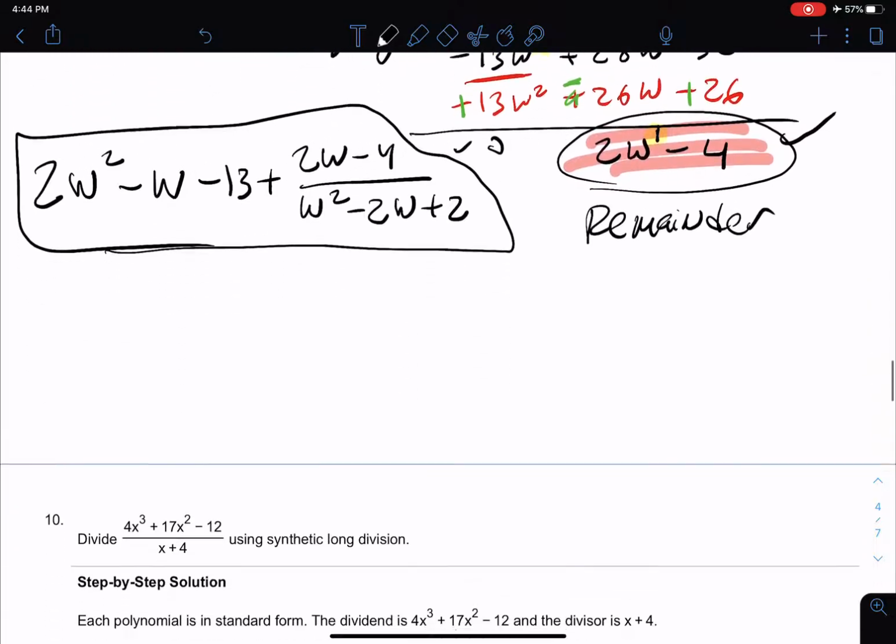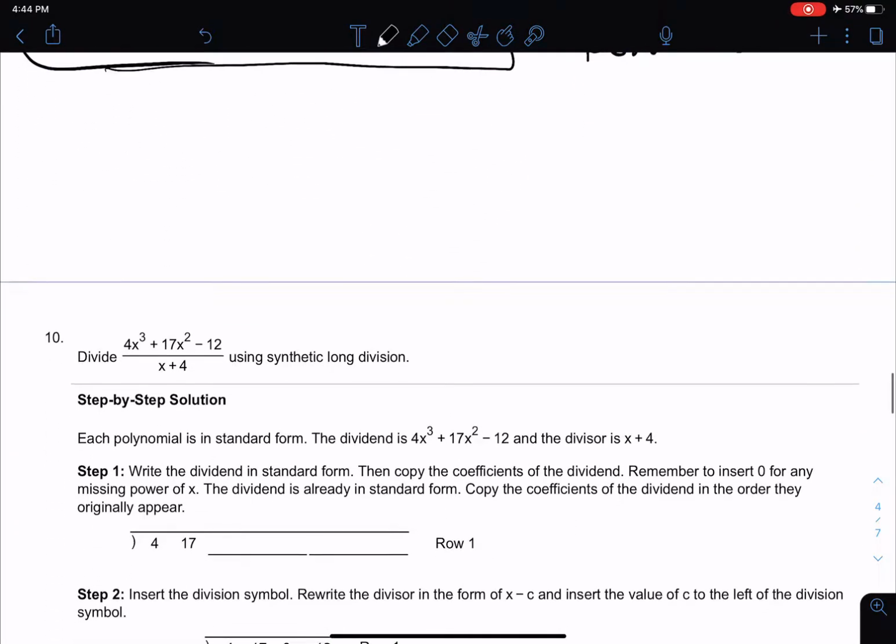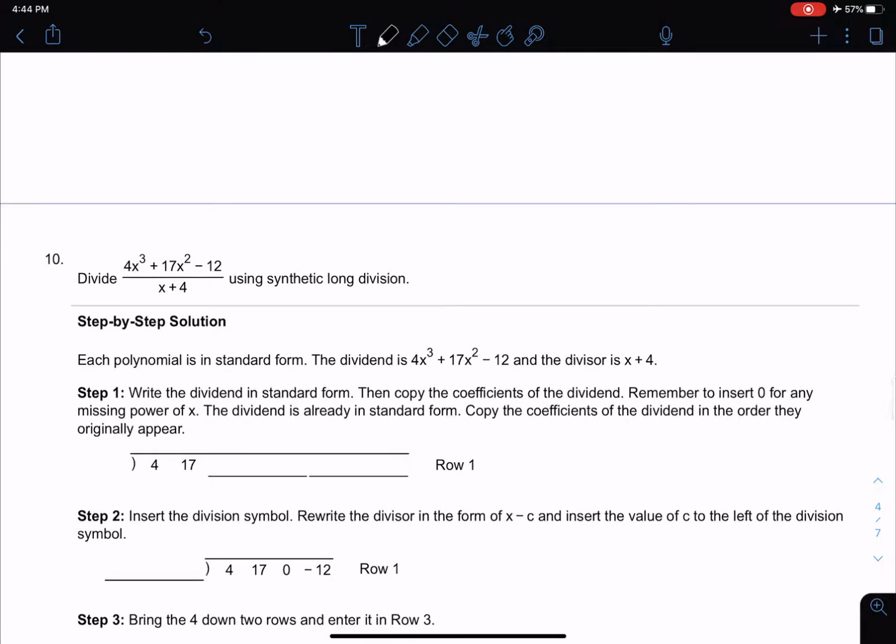Let's take a look at the next problem, number 10. Now, number 10 goes into a new method called synthetic division.